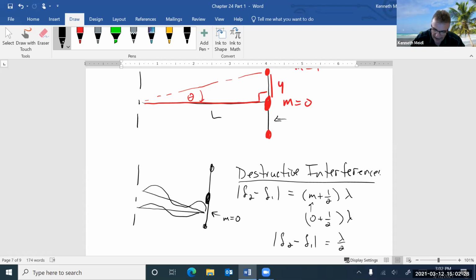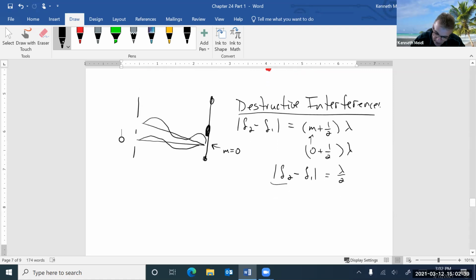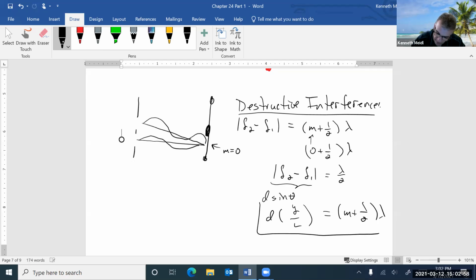And so this is why we start counting this way, so that the destructive interference is counted the same way as the constructive interference. This right here then is exactly the same thing. This is d sine of theta, and we approximate that away like so. That's a 1/2. So here is the mathematical condition for destructive interference, or dark fringes, the regions of darkness.